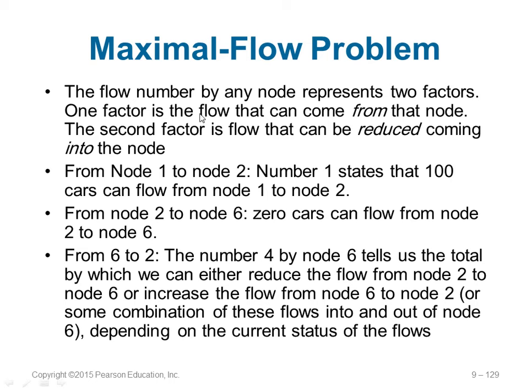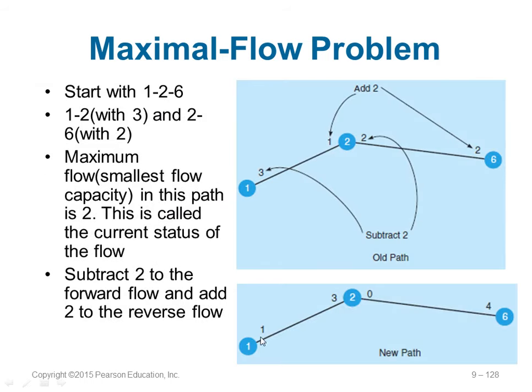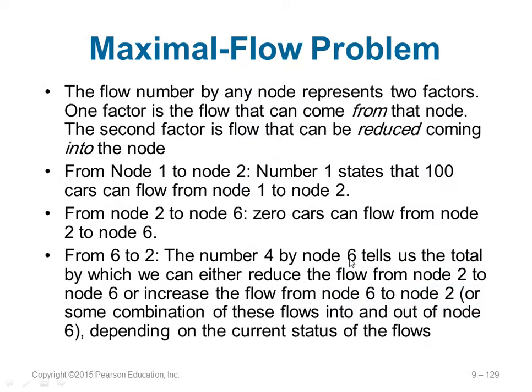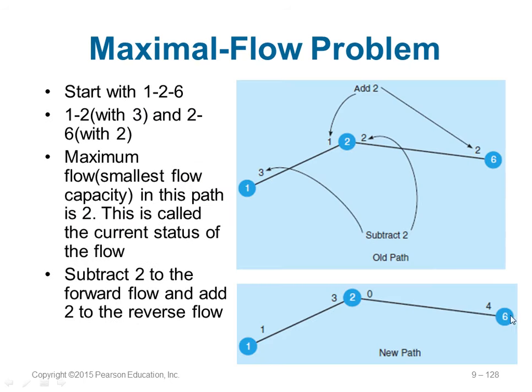You have one factor, which is the flow that can come from that node going in the other direction. For example, from 1 to 2, number 1 states you can have 100 cars. Number 2 to 6, 0 means nothing can flow from 2 to 6. And from 6 to 2, you can do the reverse. Number 4 by 6 tells us the total by which we can reduce, which is 2 here. So basically, you can go 100, that is 0 here. If you go in the reverse direction, it means you can actually reduce it by 2 because we got 2 from the previous representation.